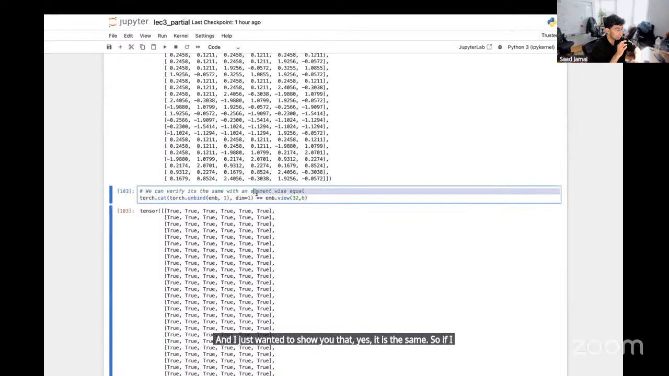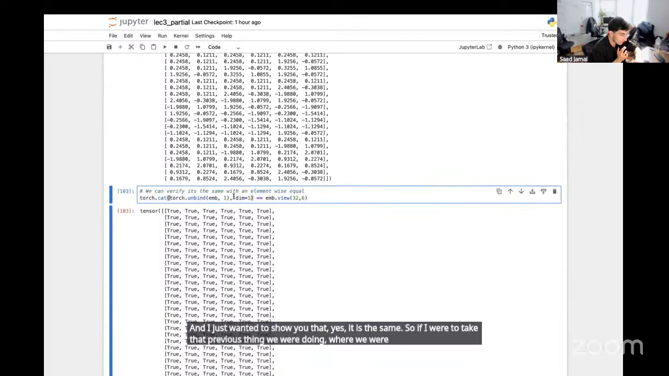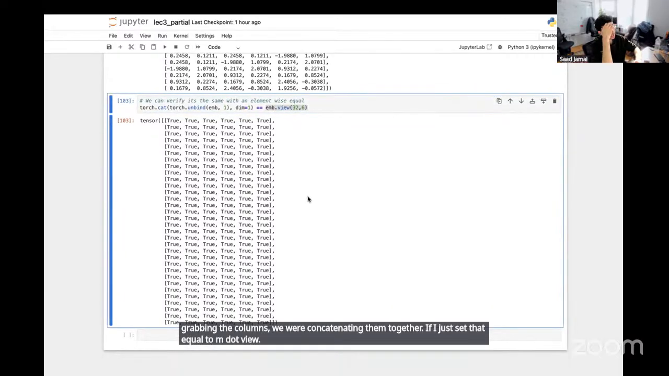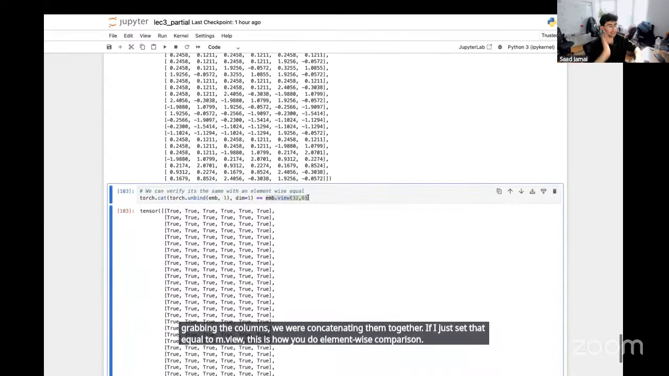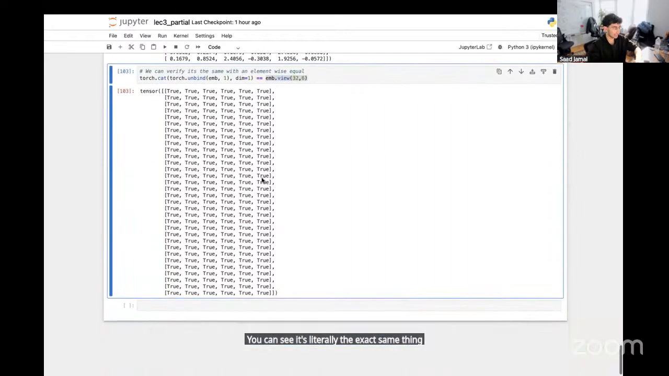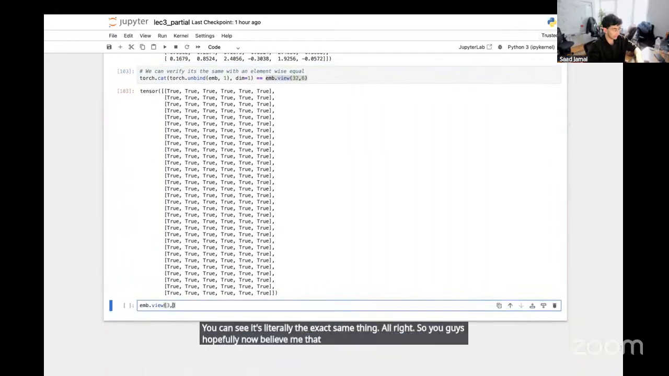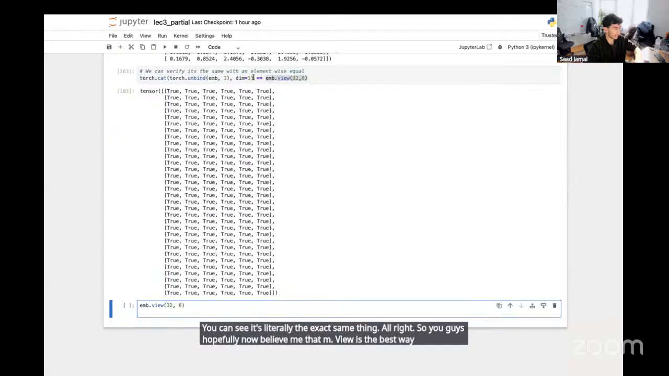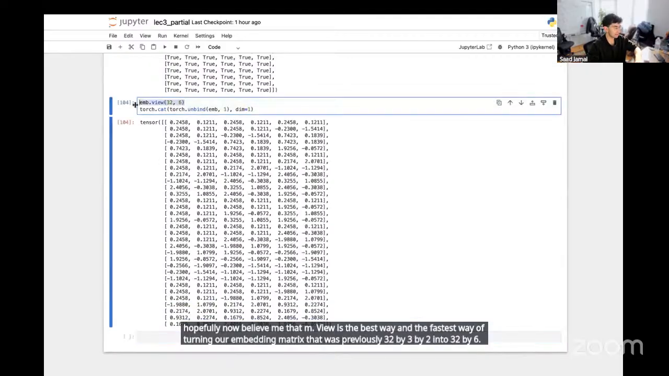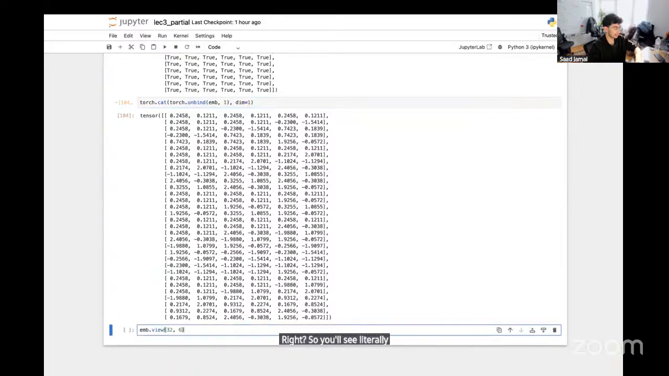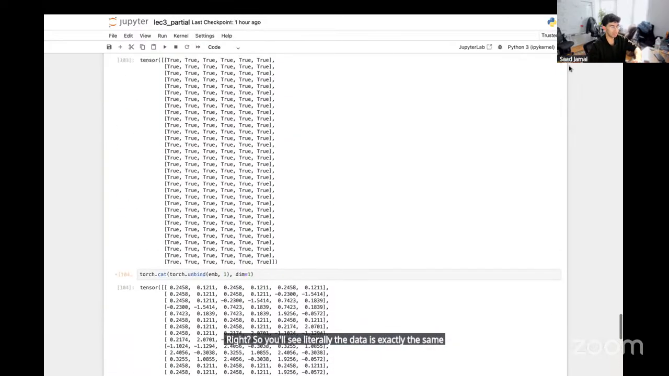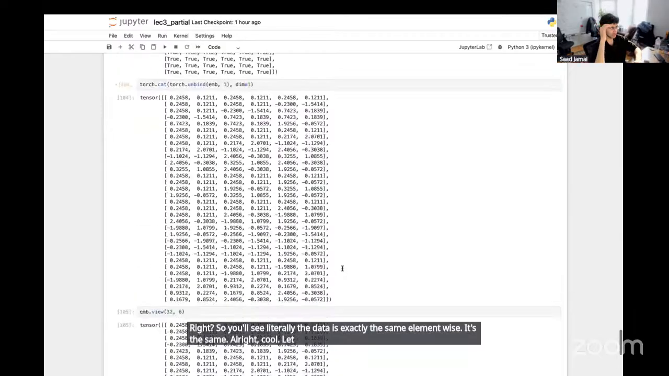So if I were to take that previous thing we were doing, where we were calling torch.unbind, grabbing the columns, and concatenating them together, if I just set that equal to m.view, this is how you do element-wise comparison. You can see it's literally the exact same thing. All right, so you guys hopefully now believe me that m.view is the best and fastest way of turning our embedding matrix that was previously 32 by 3 by 2 into 32 by 6, right? So you'll see literally the data is exactly the same. Element-wise, it's the same. All right, cool. Let's move on. Any questions there, Faizan?